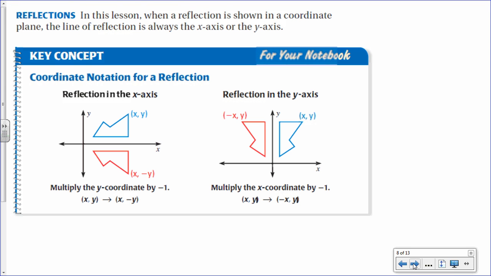All right, guys, so they have some rules here if you're going to reflect it in the x-axis and y-axis. I'd put this on the left-hand side of your notes. Let's put reflection in the x-axis, and then let's put our rules here. If the original was x, y, we are going to change the coordinate to x comma negative y. If we have a reflection in the y-axis, here's our rules that we're going to use. The x, y is going to change to negative x, y.